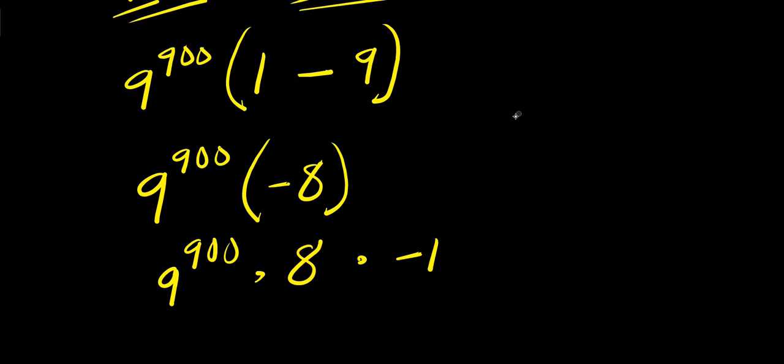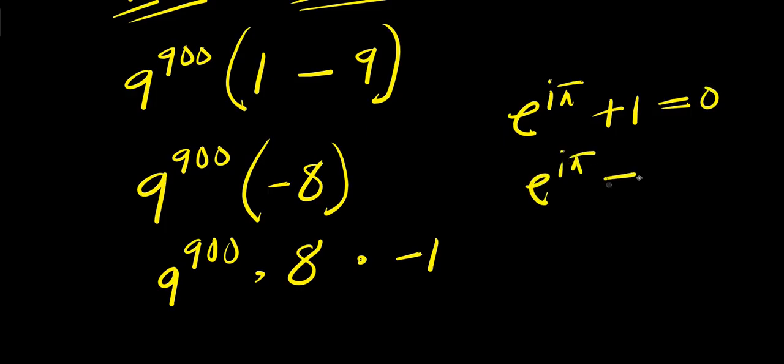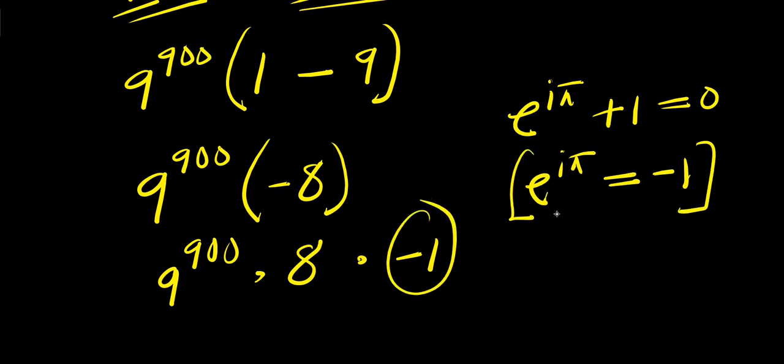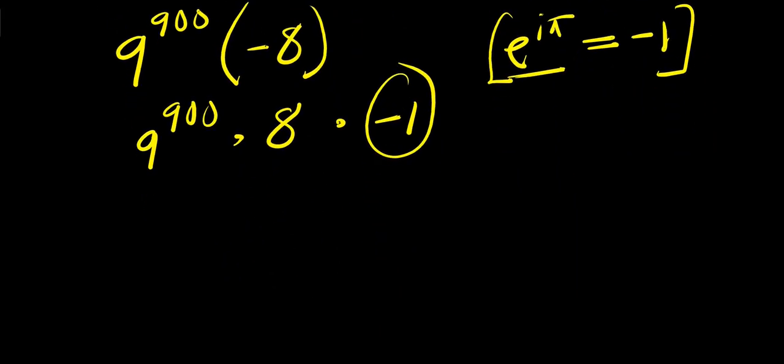Now remember this identity, e power i times pi plus 1 equals 0. From here you can have e power i times pi equals negative 1. So this negative 1, I'm going to replace it with e power i times pi. So I'm going to have 9 power 900 times 8 times e power i times pi.